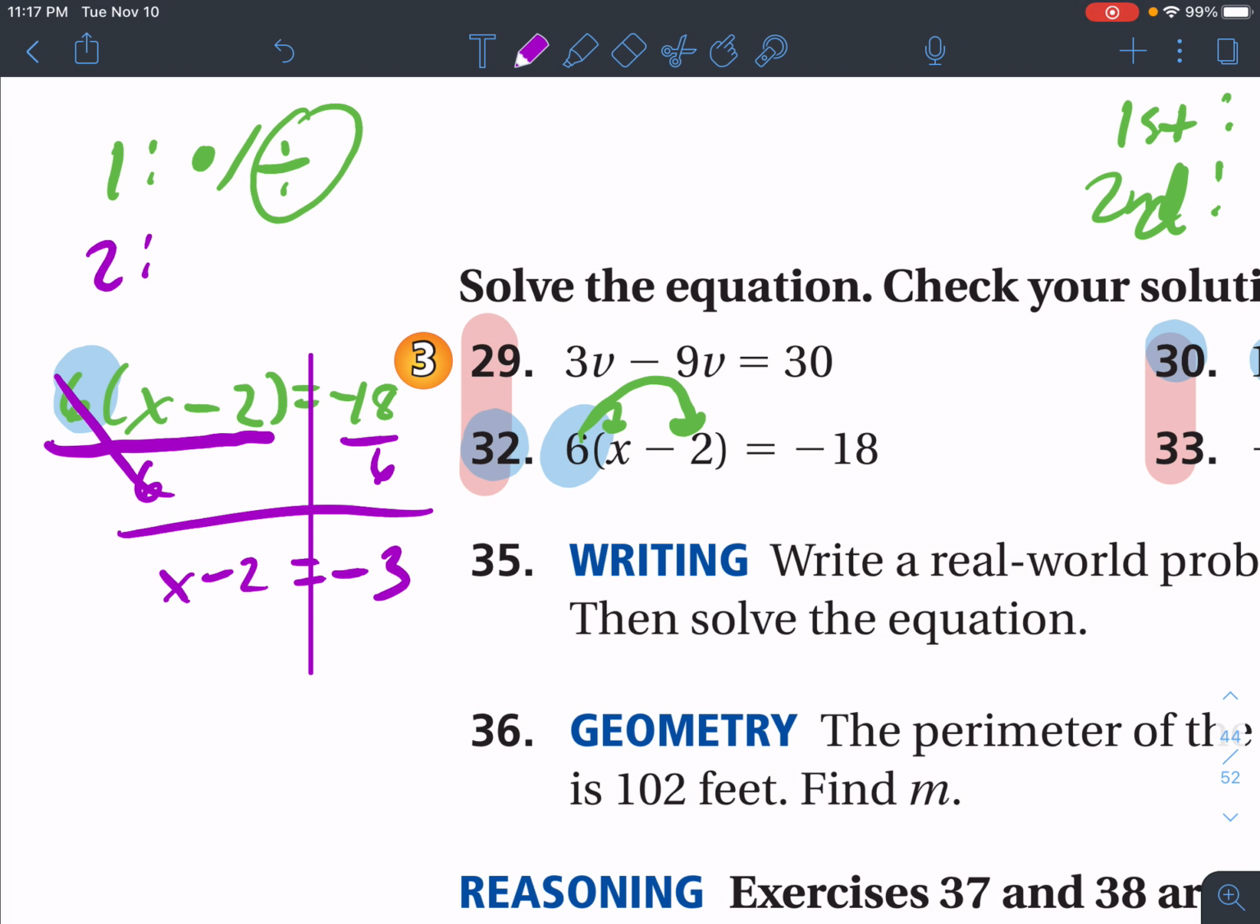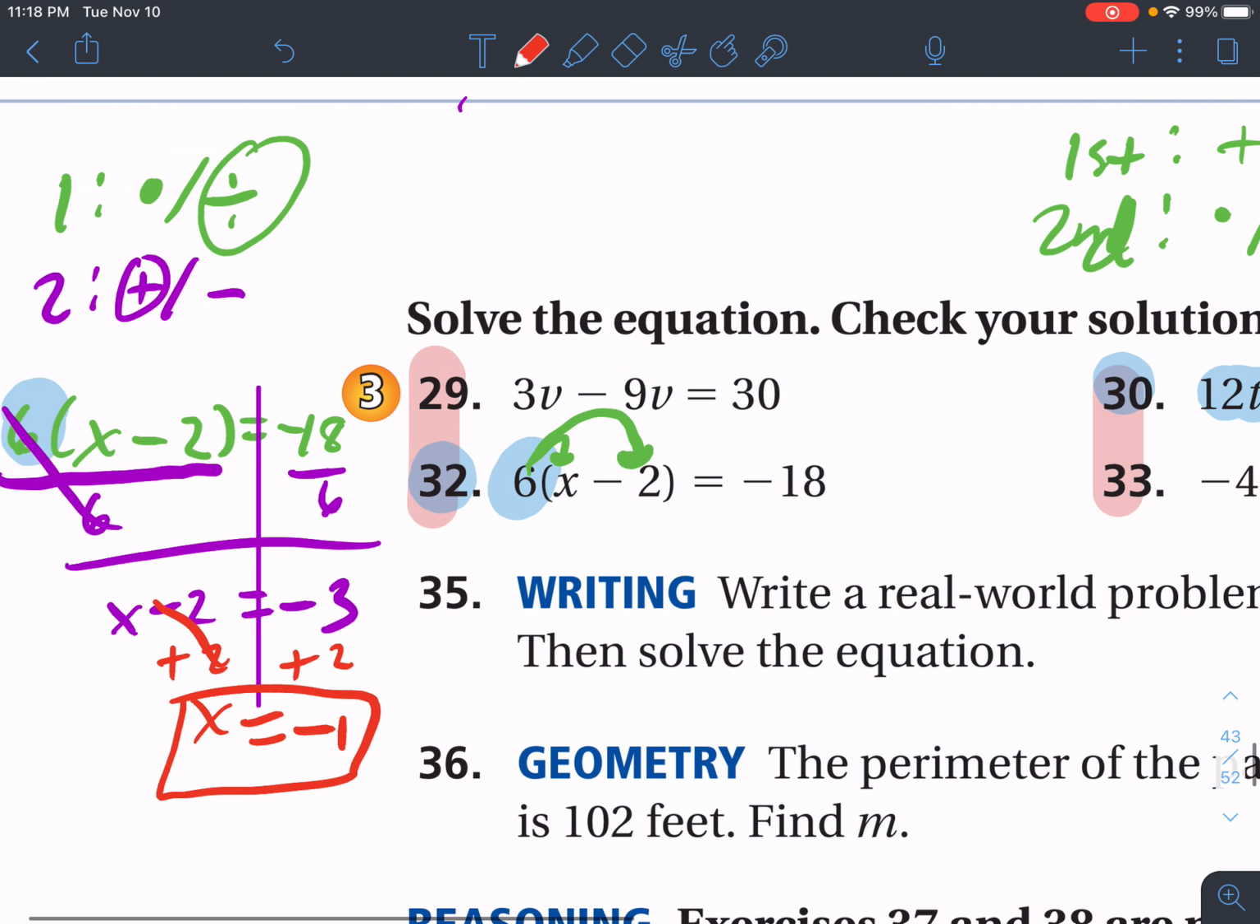Now my second step is going to be adding or subtracting. In this case, we're going to add 2, and it cancels out. You're left with x equals negative 1. And that's it. So hopefully this helps you guys out.